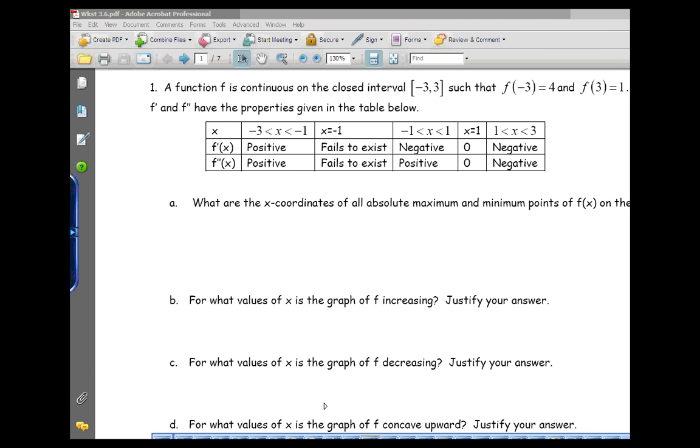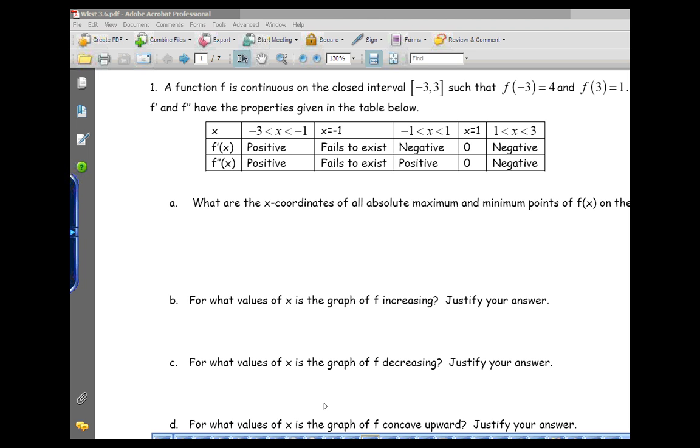All right, so we've got a function f that's continuous on the closed interval between -3 and 3, such that f of -3 is 4 and f of 3 is 1. F prime and f double prime have the properties given in the table below. So basically this table is giving us properties of f prime and f double prime.